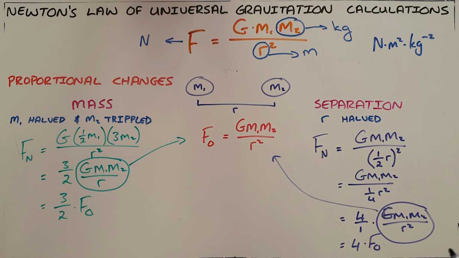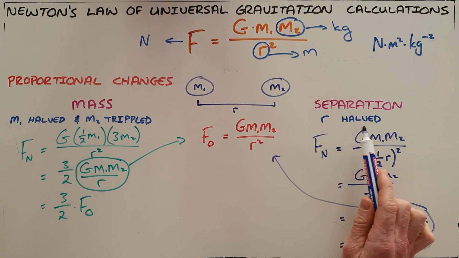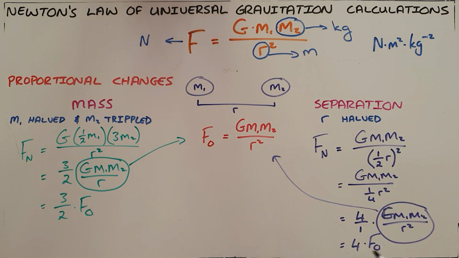And this once again supports the inverse square law that tells us that although we've only halved the distance, we have actually made the force 4 times bigger.